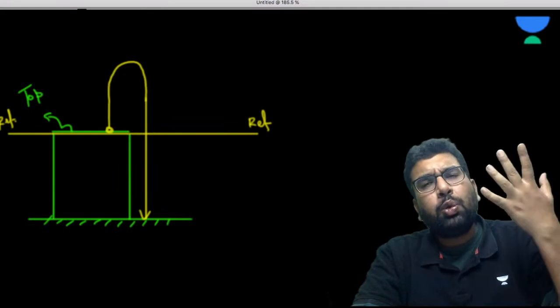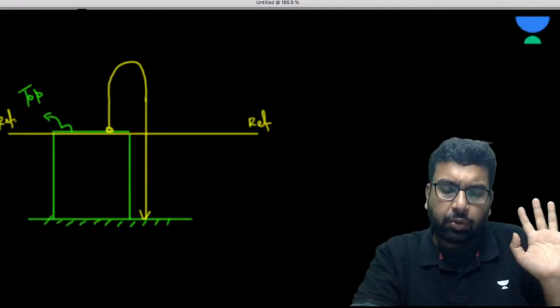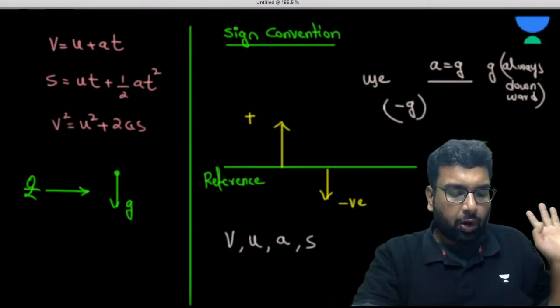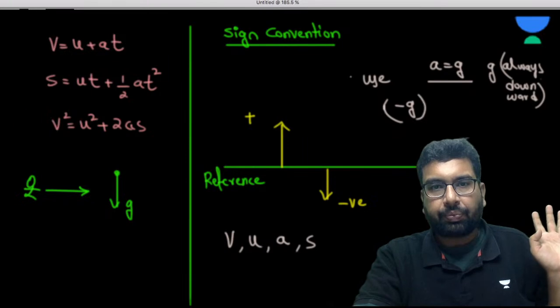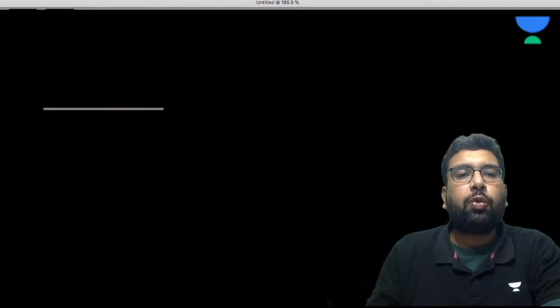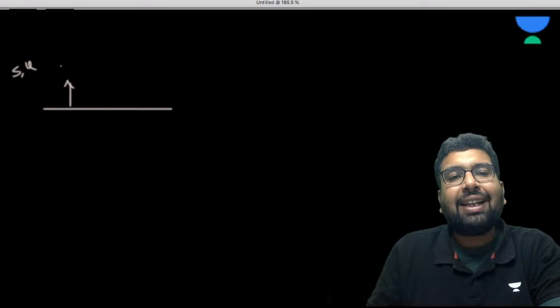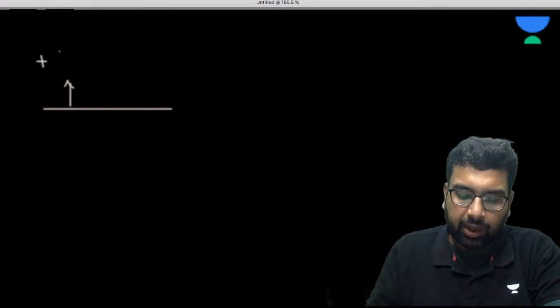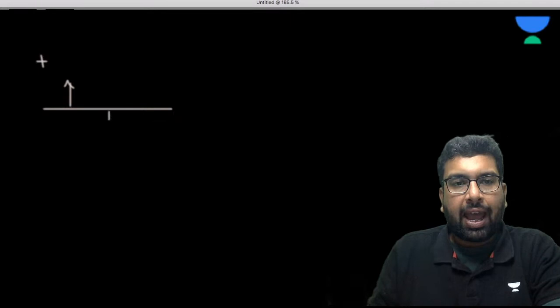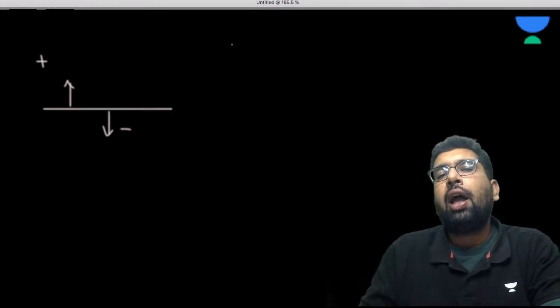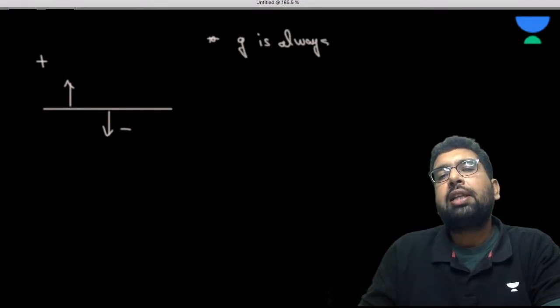Please answer me. You just forget everything. Just follow this sign convention. Always follow it. It can be upward, it can be downward. Any vector which is in the upward direction is going to be positive. Any vector going in the downward direction from any reference has to be negative, and g is always negative according to this sign convention.